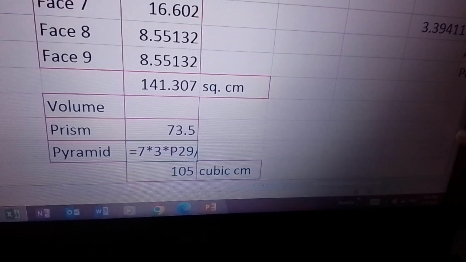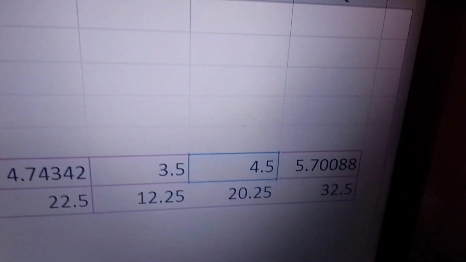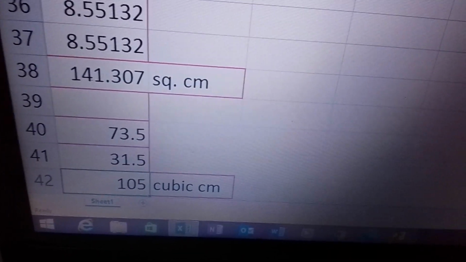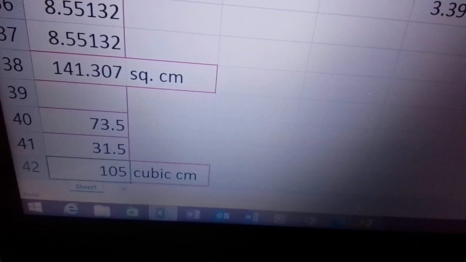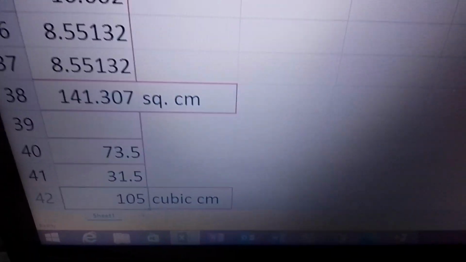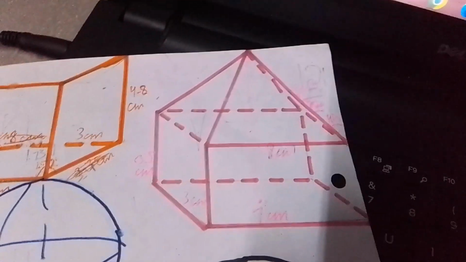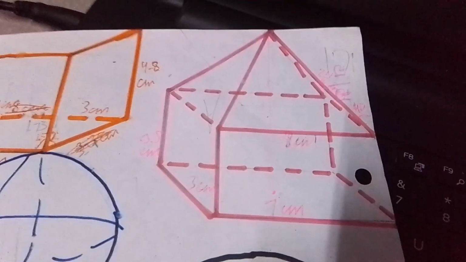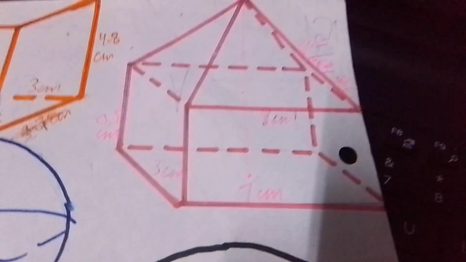P29, that's up there, diba? The height. Where is it? Yan, ito yung height na kinuha namin. 4.5. And you should get 31.5 divided by 3. Summing it up all together, you should get a volume of 105 cubic centimeters. And that is the answer to our problem. It's tricky, but it still implies the application of utilizing your concepts that you learned when it comes to solving for the surface area and volume of shapes.